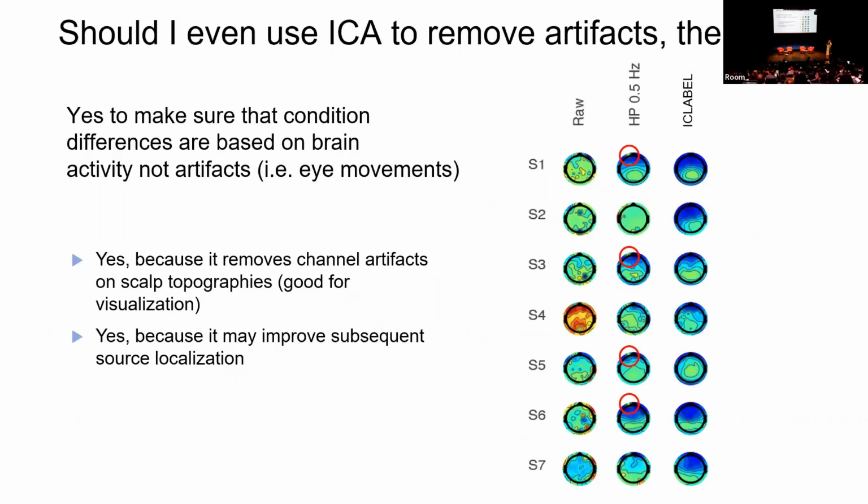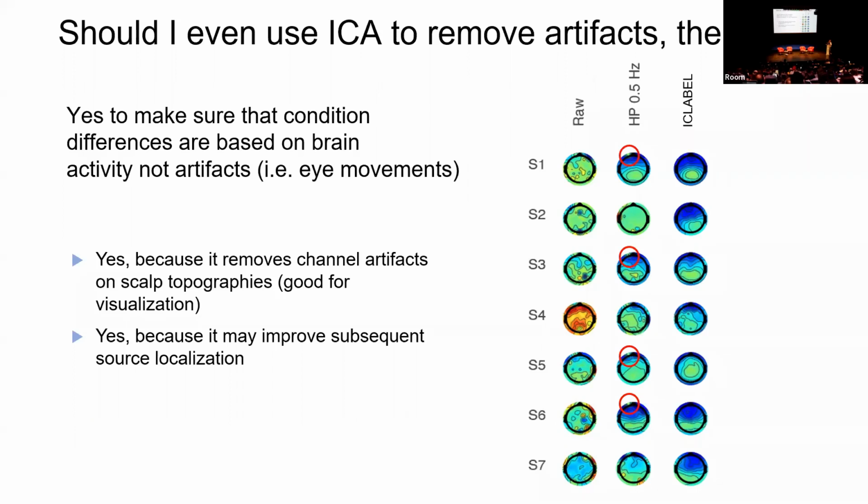So should I even use ICA to remove artifacts then? To make sure that the condition differences you found are based on brain activity, not artifacts. For example, eye movements often contaminate ERPs, and in some experiments, people might always blink, for example, when they see an error. So it might really change the ERP that you're looking at. And then it's also removing channel artifacts in scalp topography, so it's good for visualization. And it may also improve source localization.